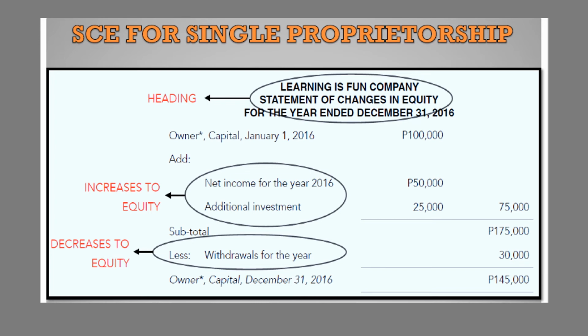At ileles na natin ang withdrawals kasi siya nga ang magpapadecrease sa ating equity. So, 175,000 pesos minus 30,000 pesos. We have 145,000 pesos.